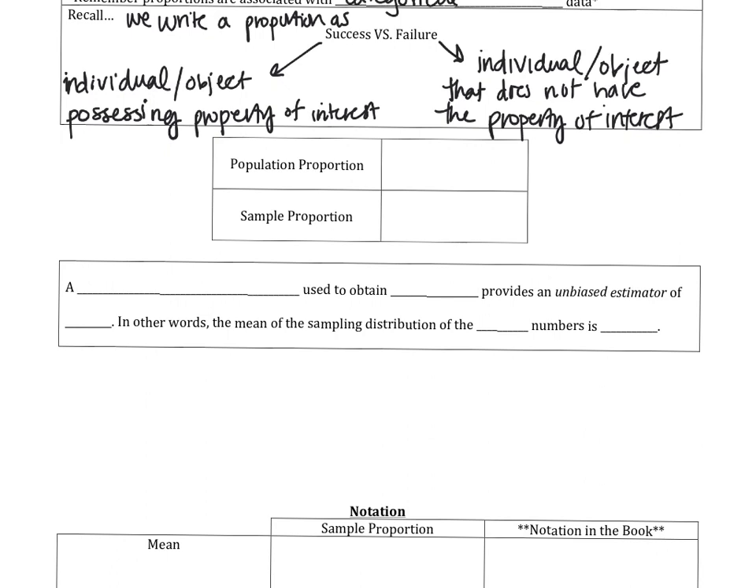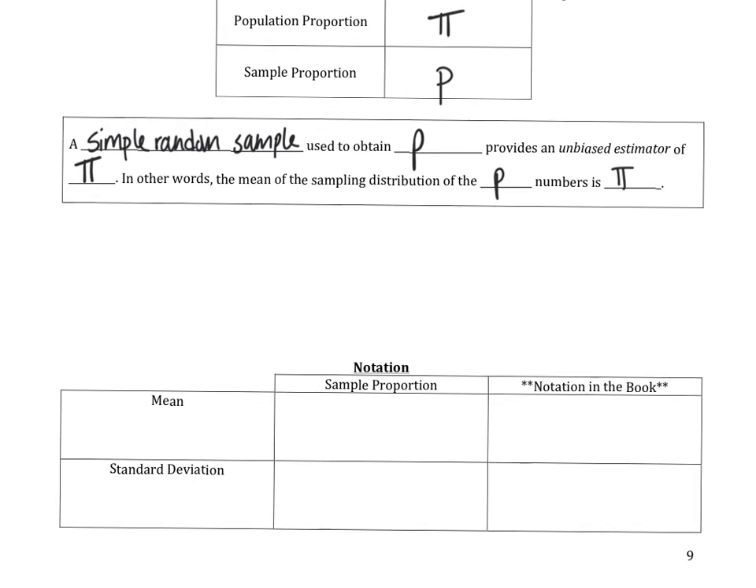Okay, for our notation, which is really important, we're going to kind of go through it. A population proportion we denote as pi, and a sample proportion we denote as p. A simple random sample used to obtain p provides an unbiased estimator of pi. So similarly to what we learned yesterday, in other words, the mean of a sampling distribution of p is pi, okay? So we're going to learn some rules just like we did yesterday about these sampling distributions, okay?